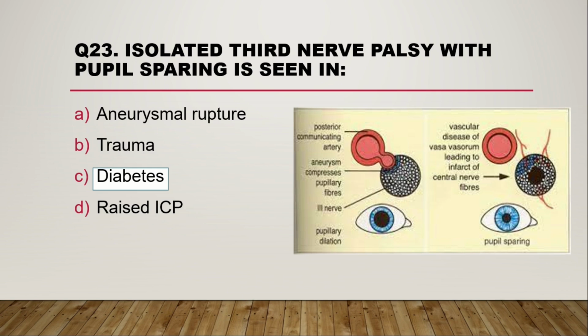On the other hand, medical lesions such as diabetes mellitus or hypertension associated microangiopathy will affect the vasa nervosum and thus spare the pupillary fibers, resulting in pupil sparing third nerve palsy. Here in this picture you can see the aneurysm compressing the nerve from the outside, which involves the pupillomotor fibers, whereas in vascular conditions which involve the vasa nervosum, this leads to infarction of the central nerve fibers, and thus does not involve the pupillomotor fibers, sparing the pupil.